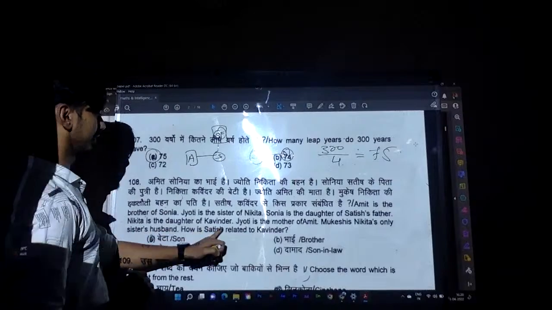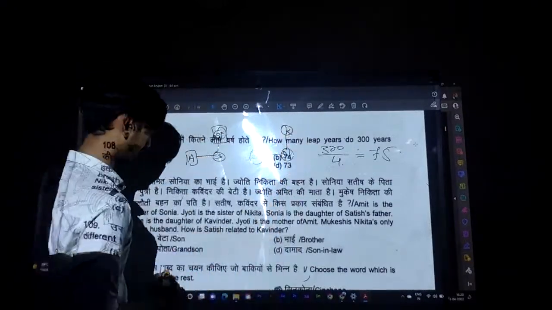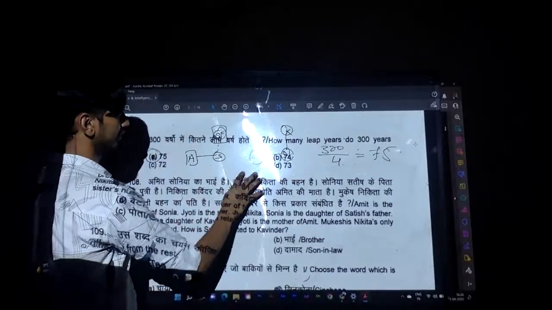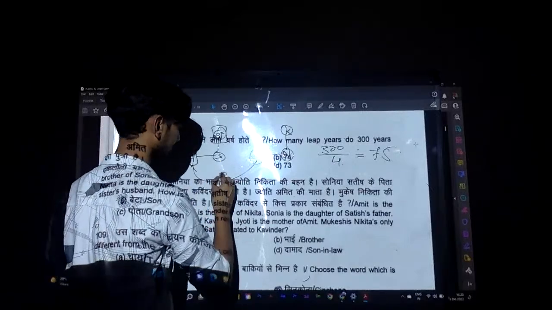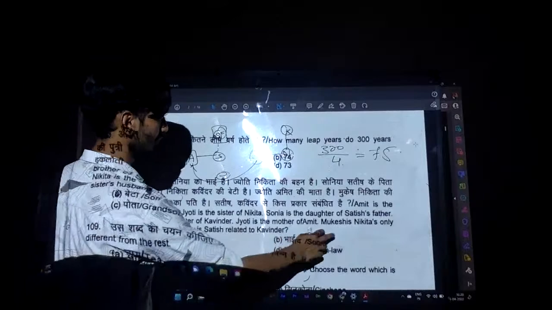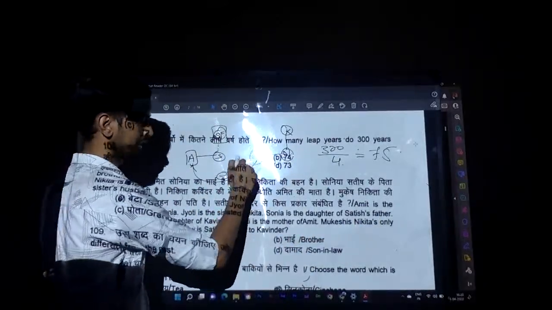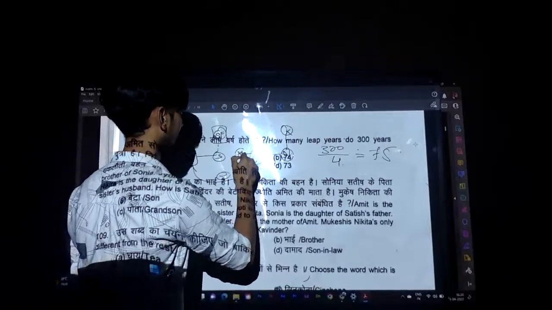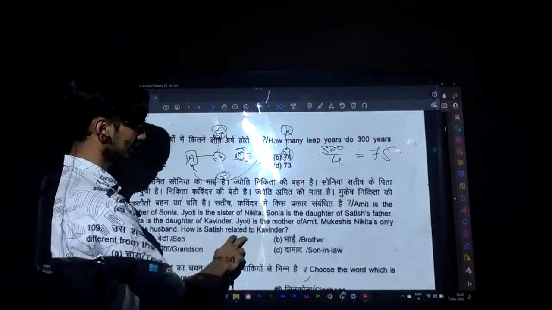And Nikita is the daughter of Kavinder. Jyoti is the mother of Amit. Now we know that Jyoti is the mother of Amit. Mukesh is Nikita's only sister's husband. Who is Nikita's only sister? She is Jyoti. So Mukesh will be the husband of Jyoti. Now, how is Satish related to Kavinder?